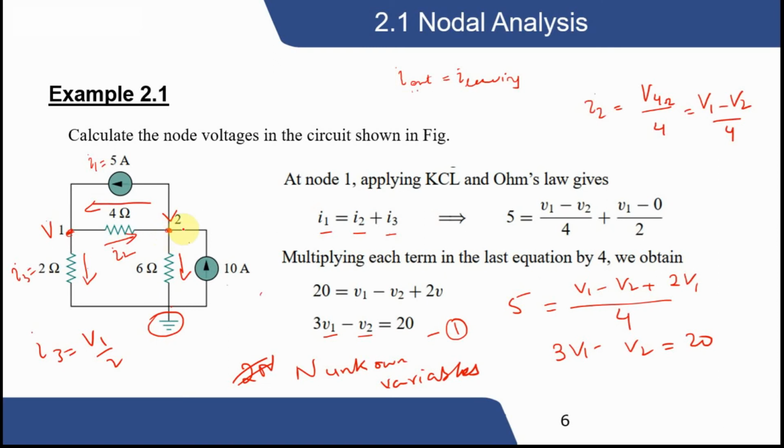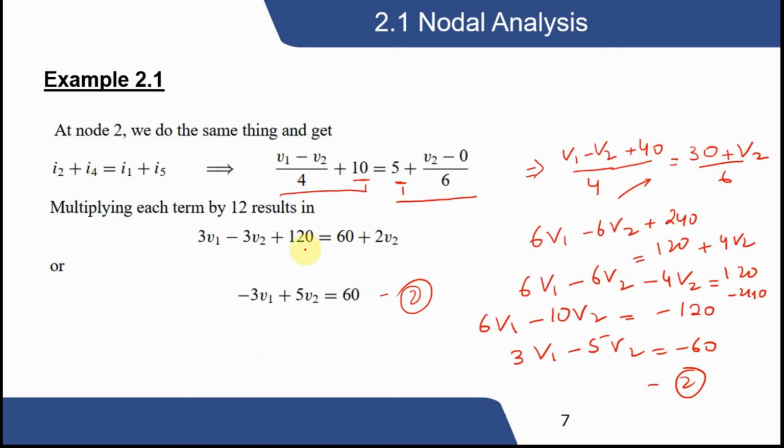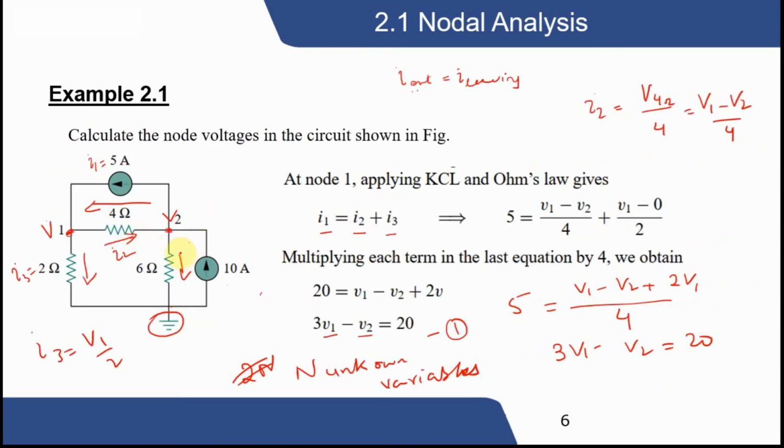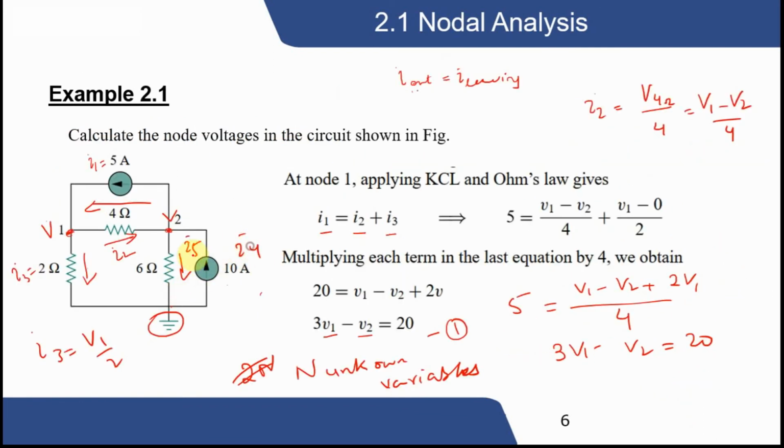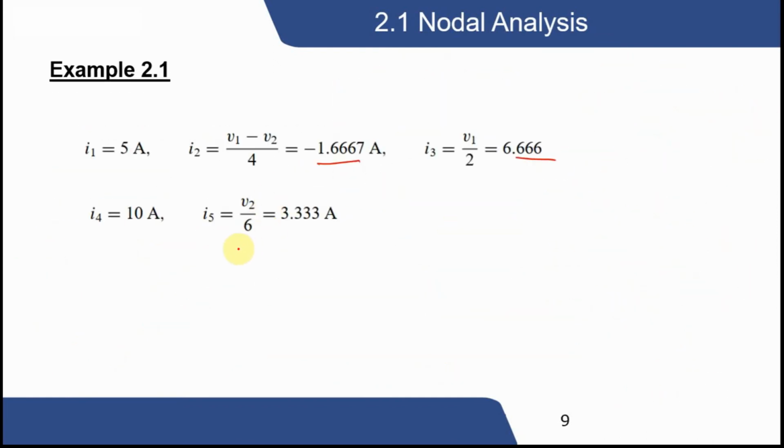So here we have the remaining currents: I1, I2, I3, and this is I5. For I5, I4 is constant. This is I4. To calculate I5, we have I5 equals V2 divided by 6. For I4, it is 10 ampere.